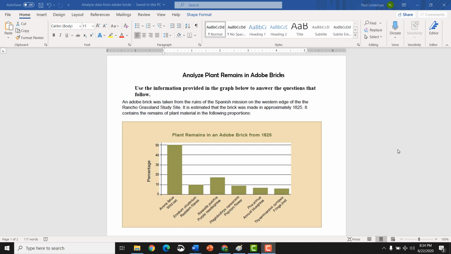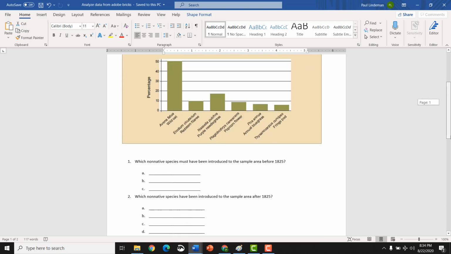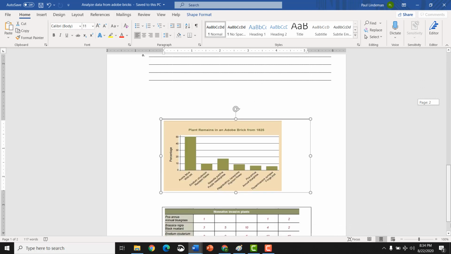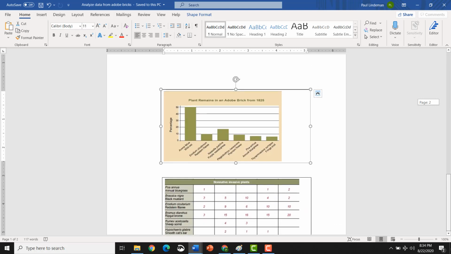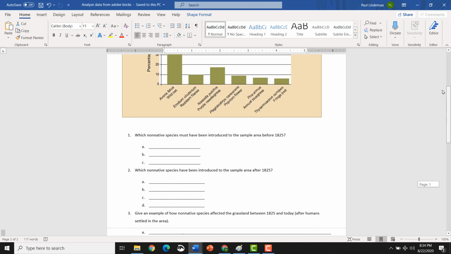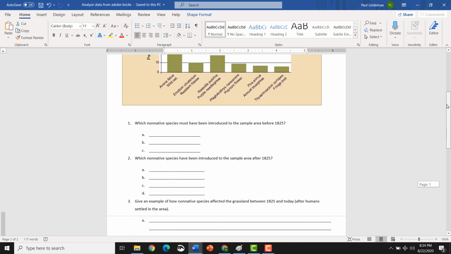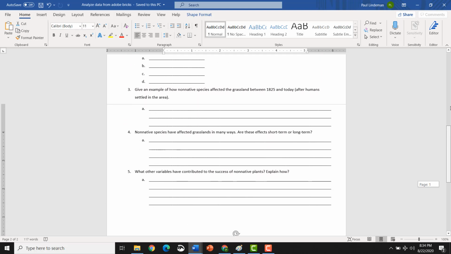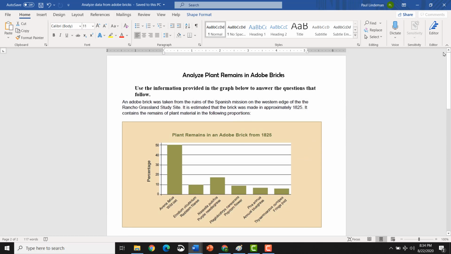So what's going to happen is we're going to be basically comparing the data, and on this document I've given you, I have the two sets of data that you need to compare down below, so you can look at it if you need to, and I'll make sure that you understand when to look at it and what you need to do. And from that, you're going to be answering questions 1, 2, 3, 4, and 5, and that's it. All right, well, let's get started on learning about the adobe bricks.